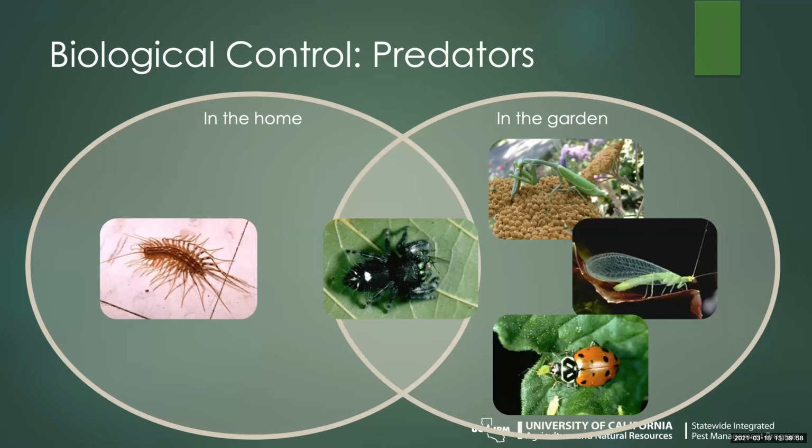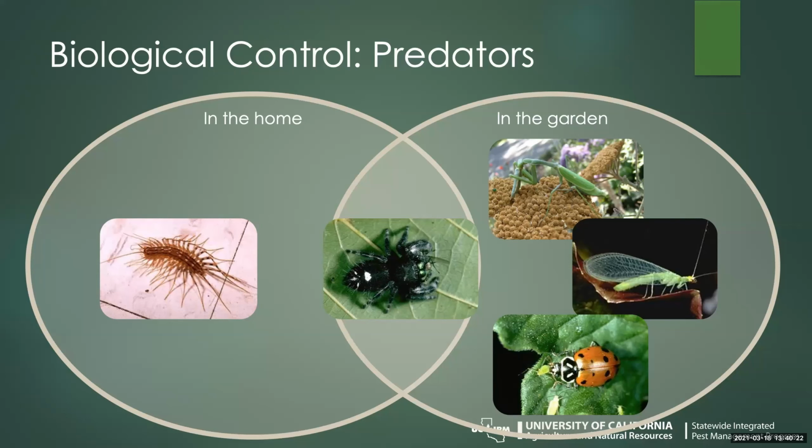And so there are predators as well. Predators can be in the garden. They can also be in the home. You can find spiders both in the home and in the garden, and they may be eating some of our pest species. So you can see the spider in the middle is a jumping spider. And if you can see the wings, it's eating a fly.